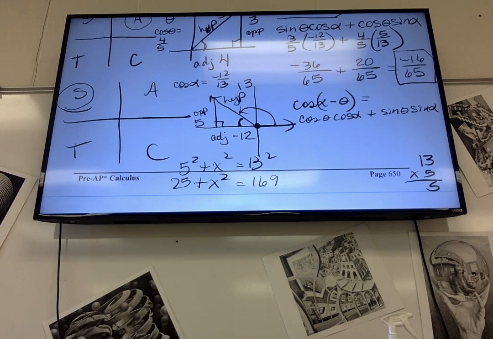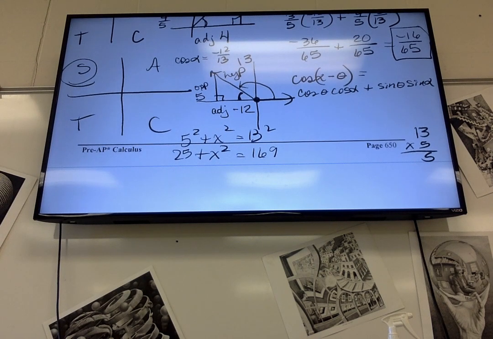And then no, I think I got one wrong. It should be negative 33 over 65. Okay, good. I got it. And then I plugged it in. I got 4 over 5 for cosine theta. And then times that by cosine alpha is negative 4/13 plus 3/5 times 5/13. Okay, let's stop there. Okay, did you get those numbers?